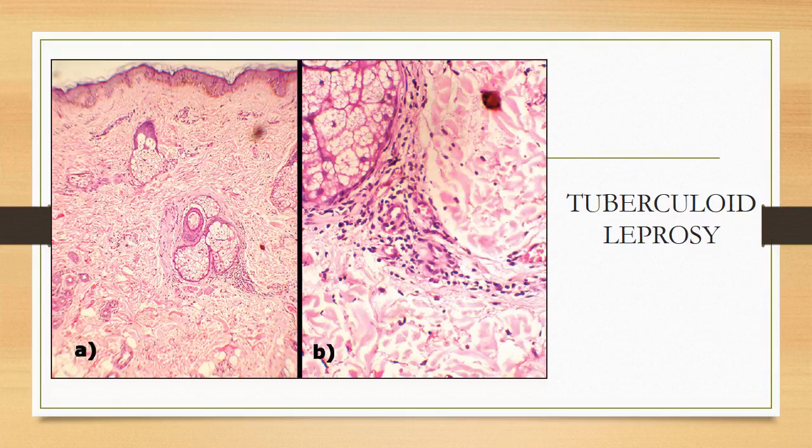Now we have this pathology slide of tuberculoid leprosy with multiple granulomas in the dermis, and this is the magnified image showing a giant cell. So multi-nucleated cells called giant cells in multiple granuloma formation within the dermis point toward tuberculoid leprosy.